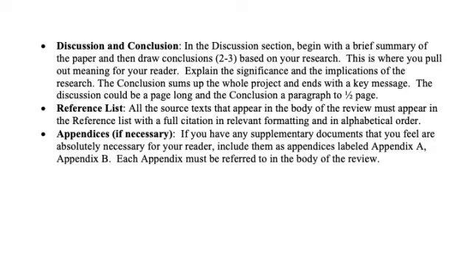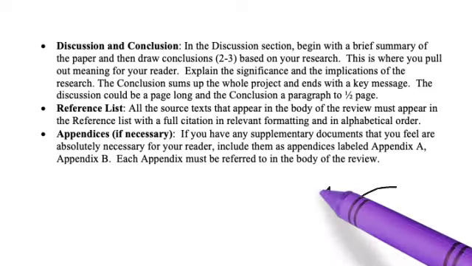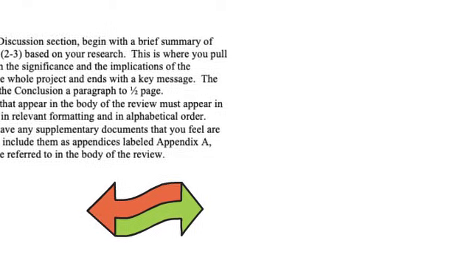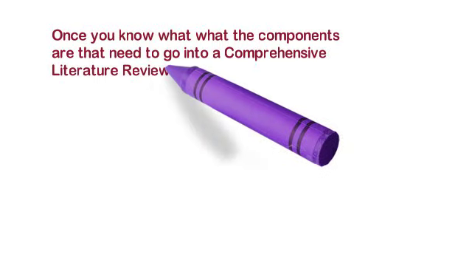The paper would end with a reference list, and all the references in the text must appear at the end in the appropriate formatting and in alphabetical order. You can include appendices. This is not something that is often done, but if you feel that there are supplementary documents that are absolutely necessary, you can include them. Any appendix that you do include must be referred to in the body of the review, so that the reader can see what the appendix refers to.